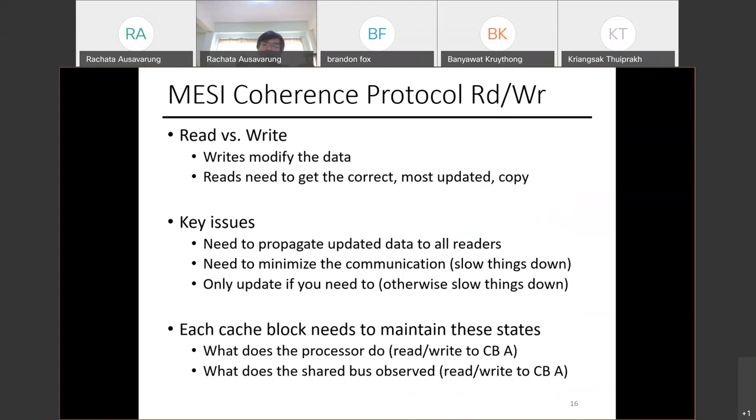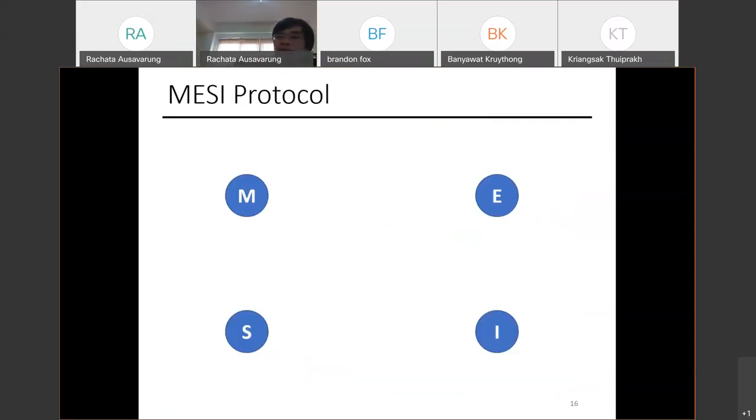Each cache block needs to maintain these states. What does the processor do? Do I read or do I write to cache block A? And what do I see from this shared Snoopy bus? Is someone else reading or writing to cache block A? So here is the protocol. I'm going to draw it. Basically, there are four states: modified, exclusive, shared, and invalid.